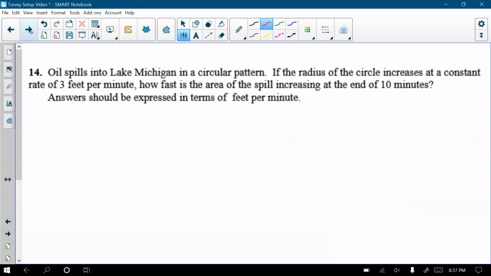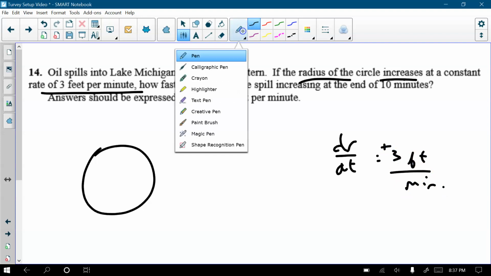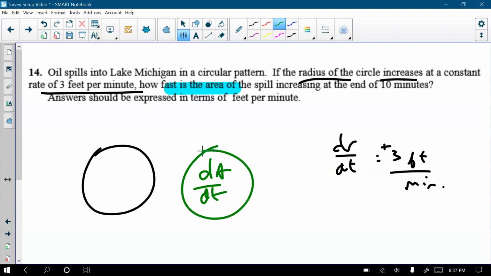14. Oil spills into a circular pattern. Great, got it again. Radius is increasing at 3 feet per minute, so the radius increases. We have dr/dt equals 3 feet per minute, a positive 3 feet because we have increases. How fast is the area? So how fast is the area is going to be dA/dt. That's what we want at the end of 10 minutes.